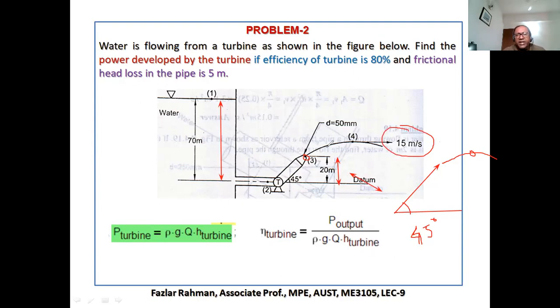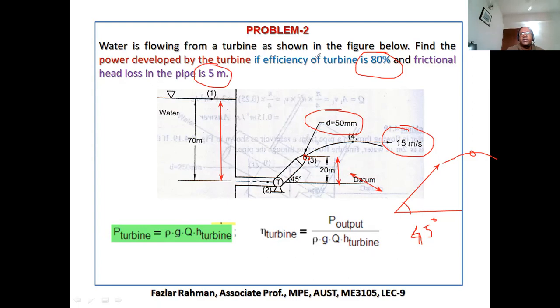And you see the marking at point 3, D equal to 50 millimeter. That is the diameter of the nozzle at point 3. Now you see what they are saying. Water flowing from a turbine as shown in the figure below. Find the power developed by the turbine, if turbine efficiency is 80% and frictional loss in the pipe is 5 meter.